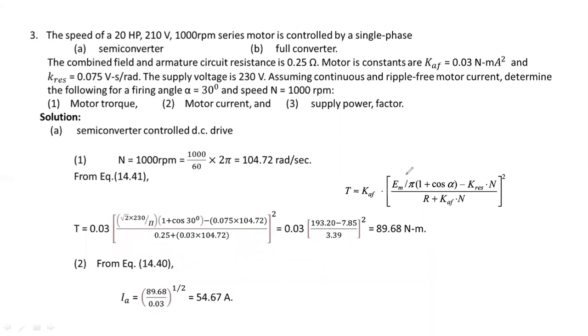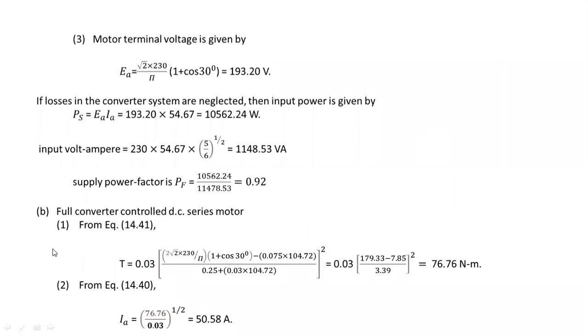Which formula? The average voltage, which means this term will be changed, because in the full converter the average voltage will be 2 Em by pi into cos alpha, not Em by pi into 1 plus cos alpha. So this term will be changed. We'll see how it will be. So this is the full controlled converter case.